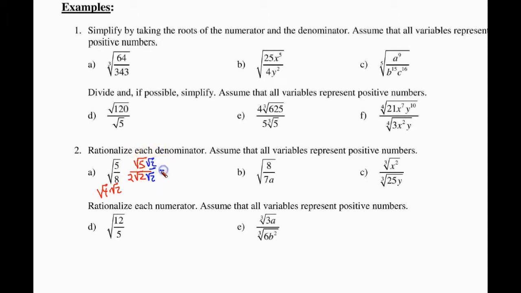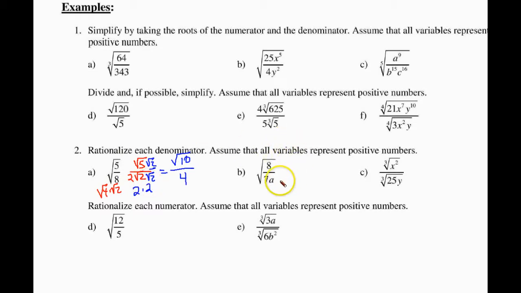But notice what happens now. The square root of 2 times the square root of 2 becomes the square root of 4, which is 2. So in our denominator we get 2 times 2, which is going to be a 4. And our numerator becomes the square root of 10. So our denominator before, where it was irrational, now has become rational through this process. We have rationalized the denominator.